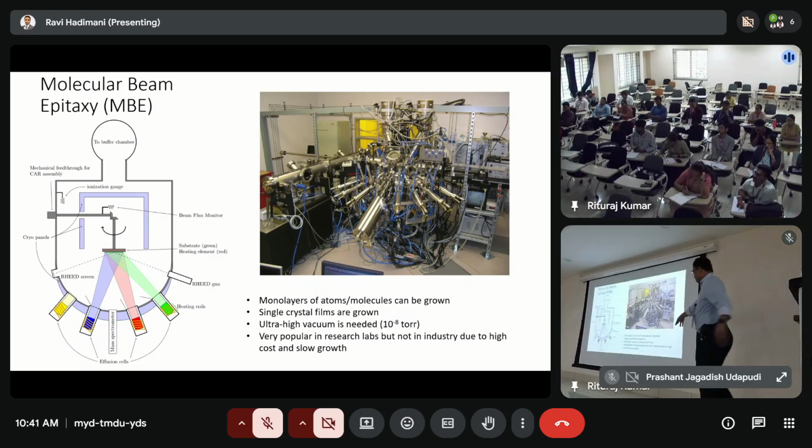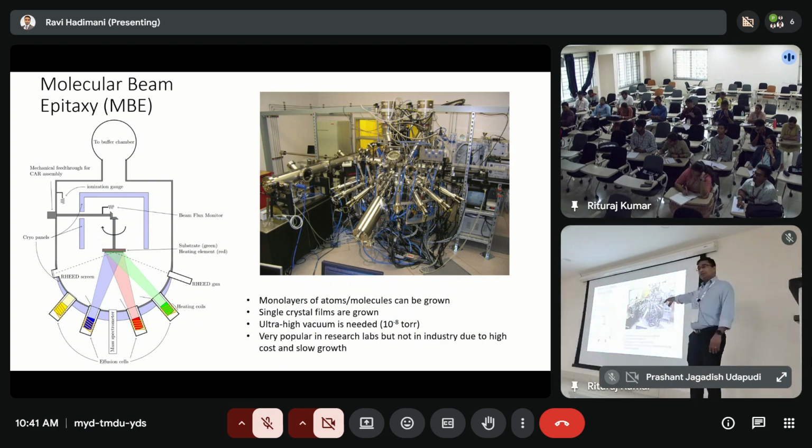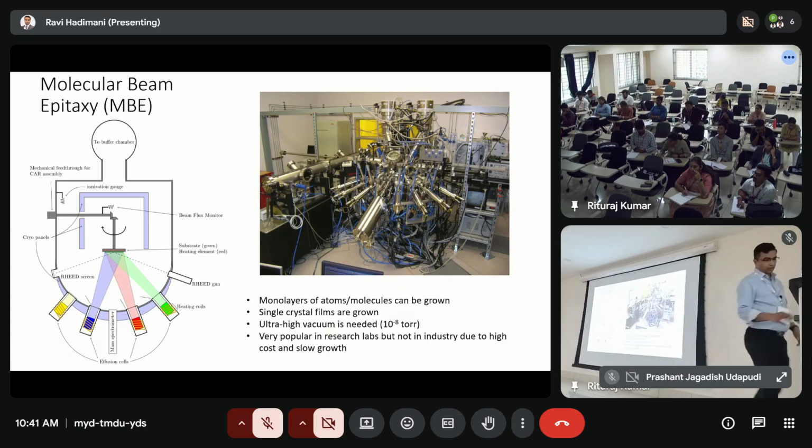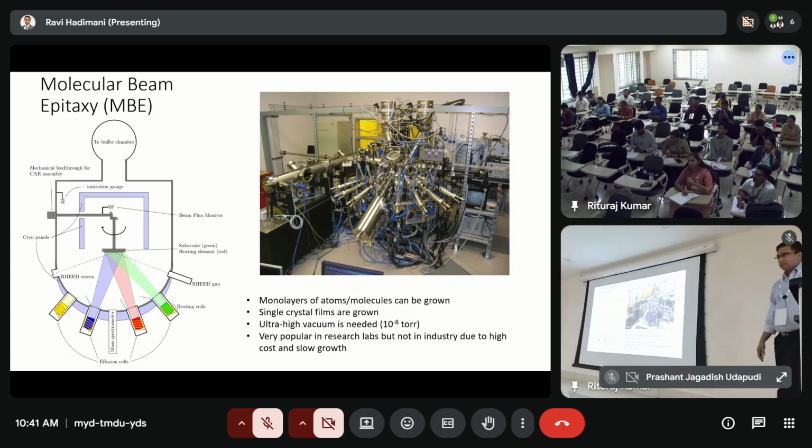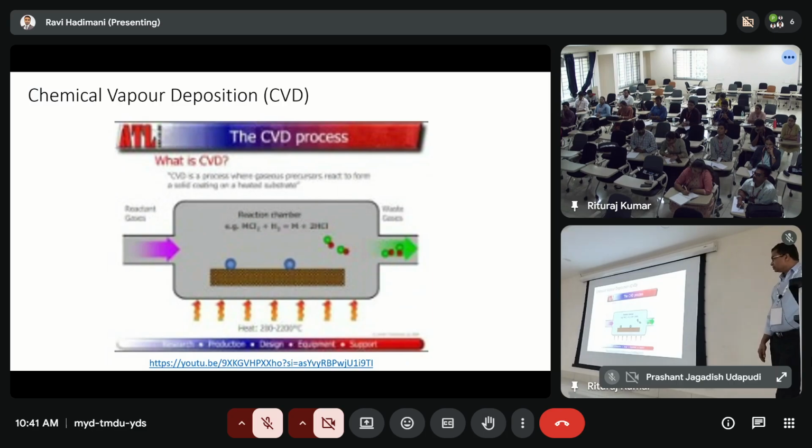And the vacuum is 10 to the power minus 8 torr, which is very high vacuum. Once you break the vacuum, you have to wait for at least 2 to 3 hours to get the vacuum back. And of course, the growth is very slow because it deposits atom by atom and molecule by molecule.